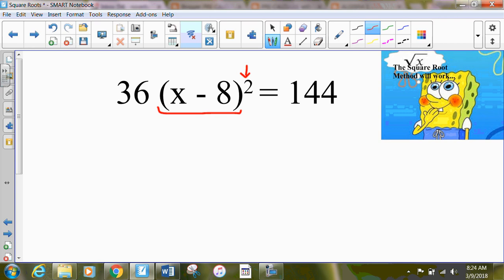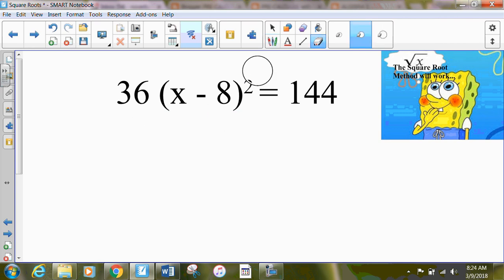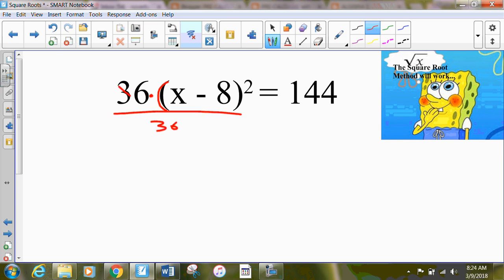So we're not allowed to just break through the x minus 8. We can't break through that parenthesis. So what can we do? We've got to get rid of the 36. Since 36 and the parenthesis imply that there's multiplication there, we're going to divide both sides by 36.